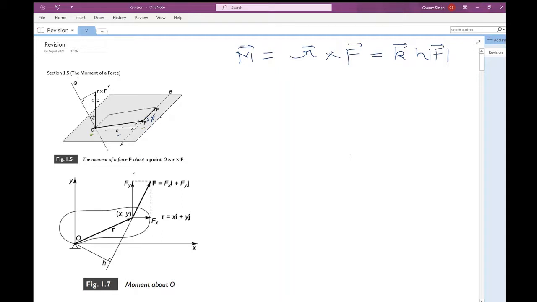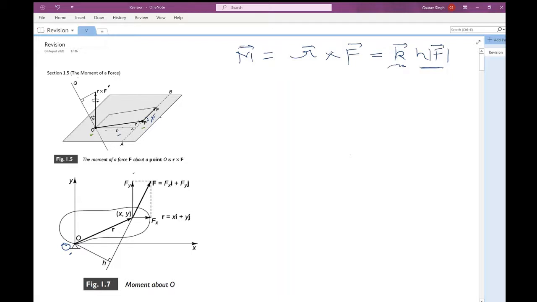K here is a unit vector in the Z direction. So you know what the Z direction is in this case. The Z direction is coming out of the plane, somewhere over here, and K is a unit vector along that direction. H into F is what you have, and this is just meant to give this a direction because these two quantities are scalars.